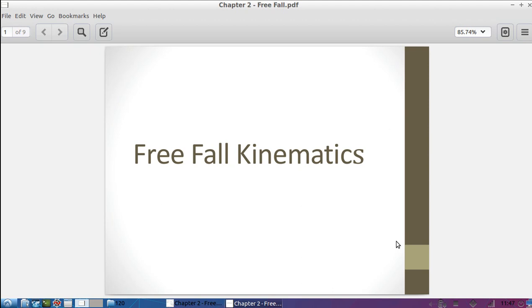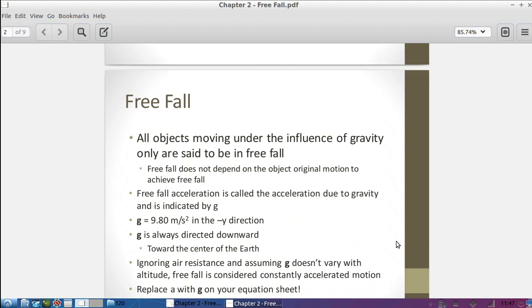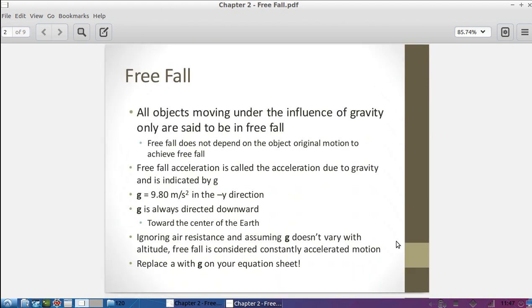Alright, this is the final topic of Chapter 2, the kinematics of free fall. So we're still talking about one-dimensional motion, but now we're talking about freely falling objects. And what are they? Those are objects that are in the air near the surface of the Earth, and they're only under the influence of gravity.